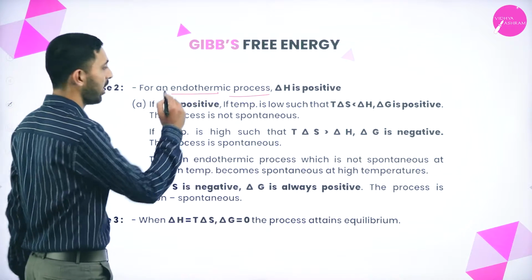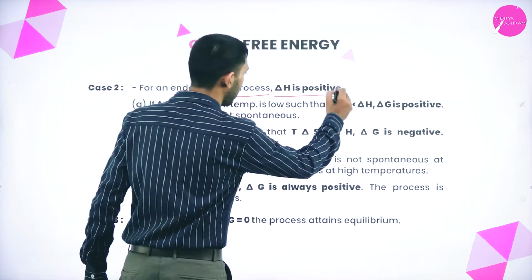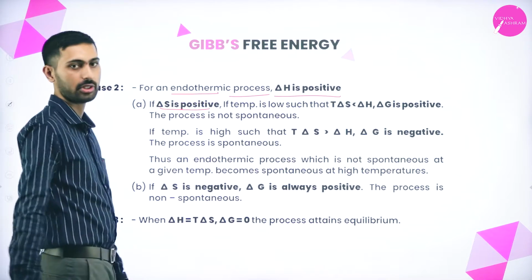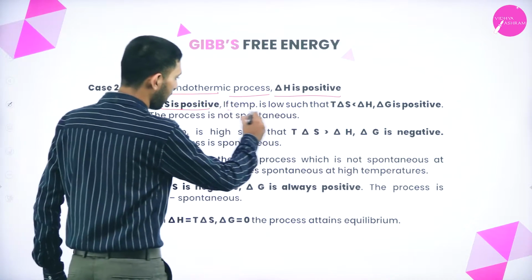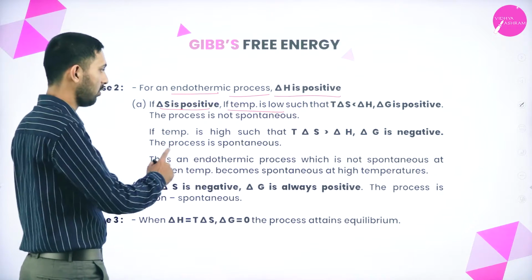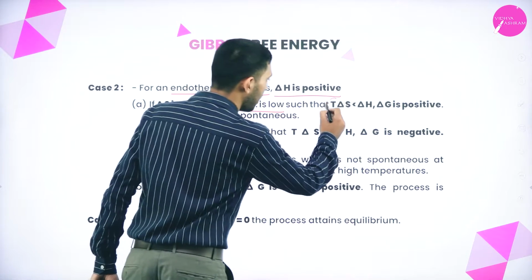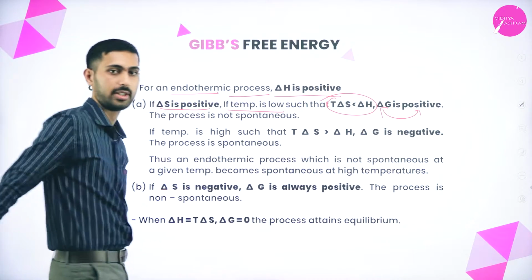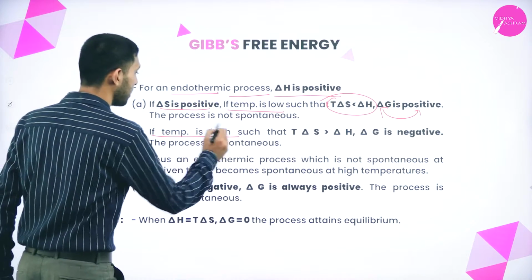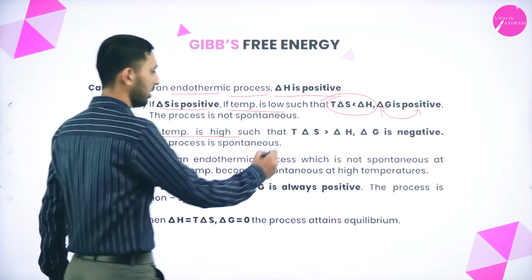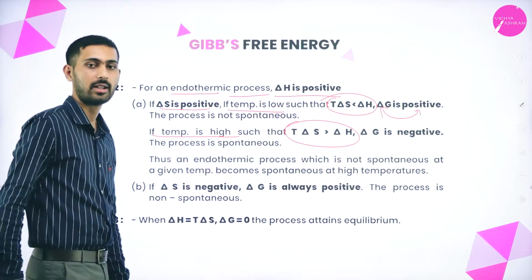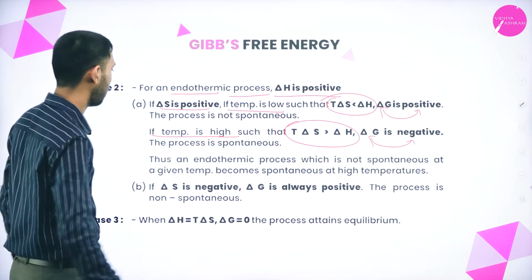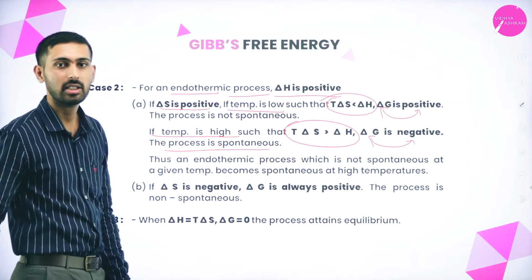Now let us study the endothermic process. In an endothermic process, delta H is positive. If delta S is positive and temperature is low, what will happen? T delta S is less than delta H, and delta G will be positive. Now let us increase the temperature. Then T delta S will be greater than delta H, and delta G will be negative, and this process is known as spontaneous process.